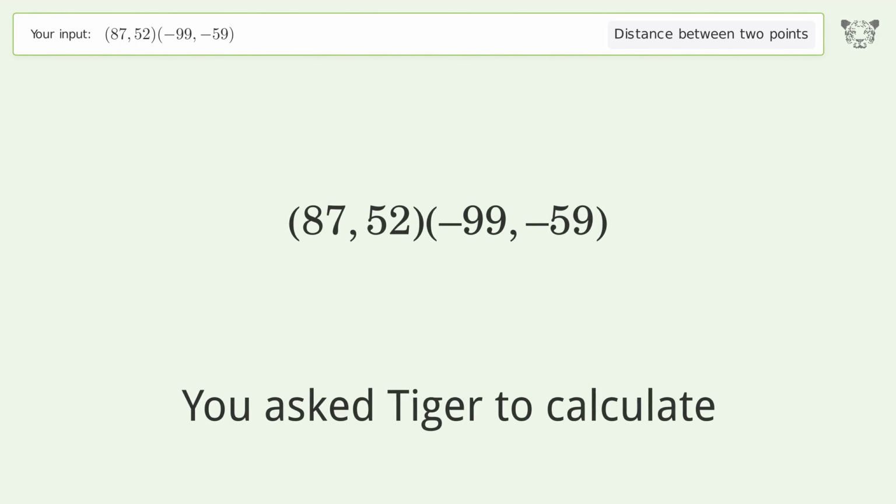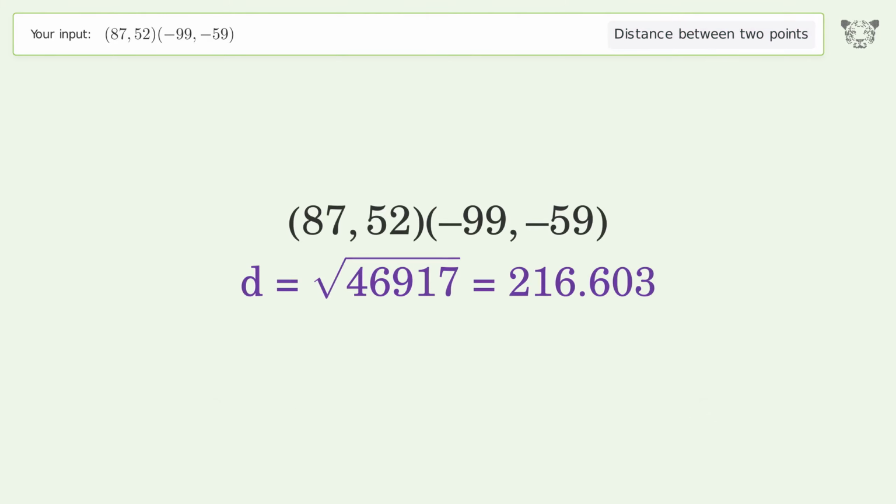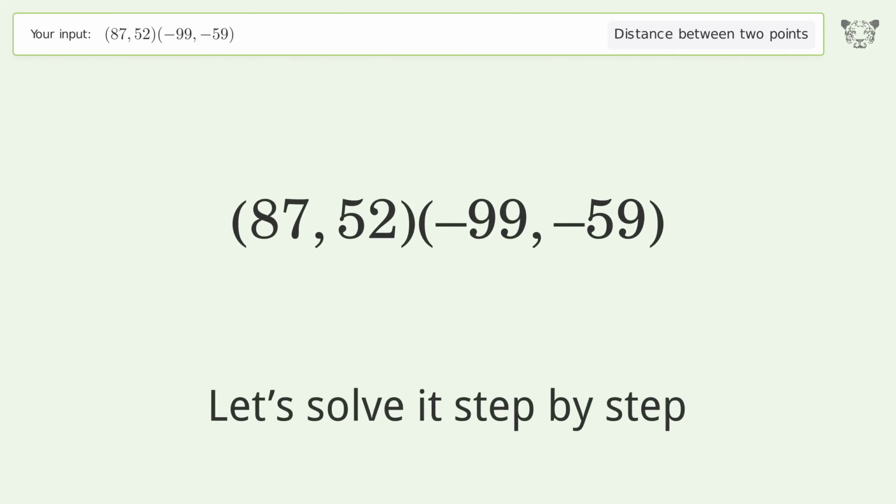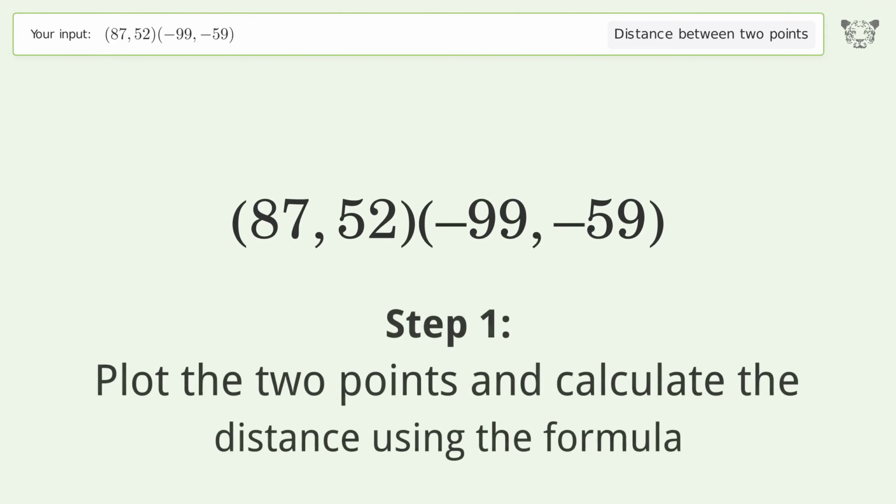You ask Tiger to calculate. This deals with the distance between 2 points. The distance between the 2 points is the square root of 46,917, or 216.603. Let's solve it step by step. Plot the 2 points and calculate the distance using the formula.